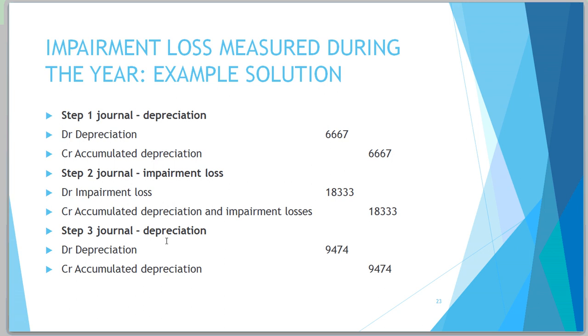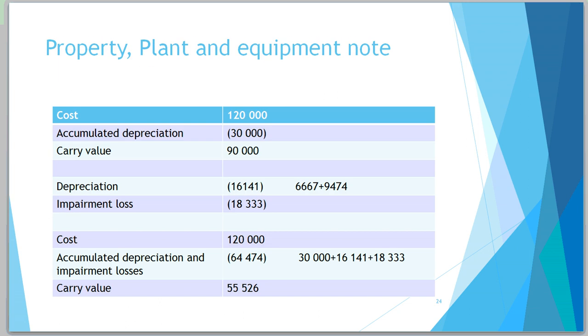And then step 3 is the further depreciation that we've measured. It's debit depreciation, credit accumulated depreciation 9474. If we need to do our property, plant and equipment note, we will then say at the beginning of the year we had a cost of 120 and accumulated depreciation of 30,000 rand. That left us with a carrying value of 90,000. This information was given.